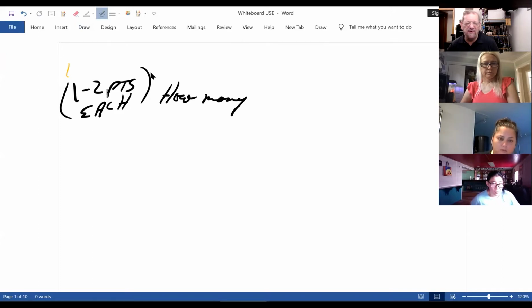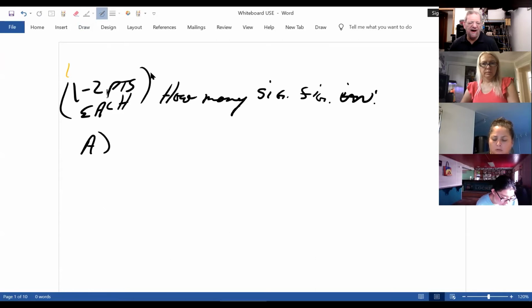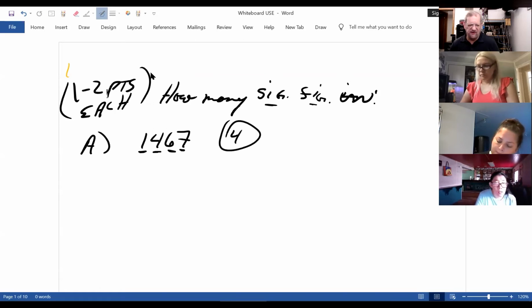On the board, I abbreviated. On the test, I don't. All right, let's take a look at it. How many significant figures are in, let's do a number. And the question is, how many significant figures are in 1,467? All non-zero numbers are significant. So 1, 2, 3, 4. So this has 4 significant figures.